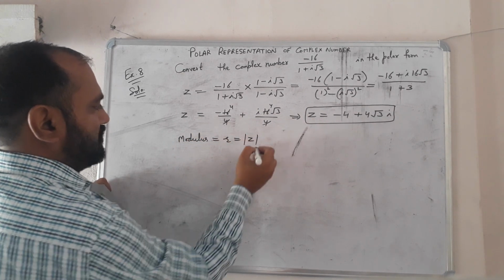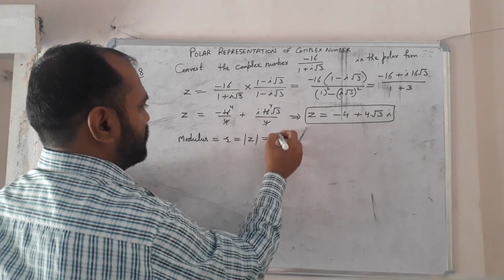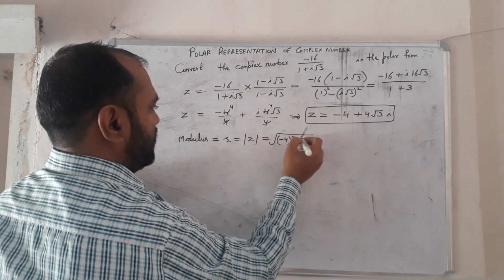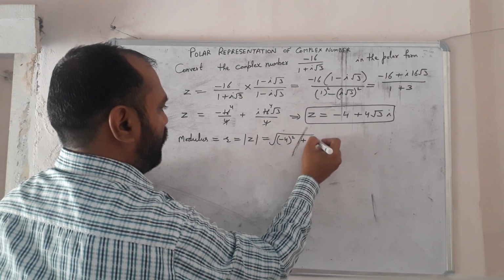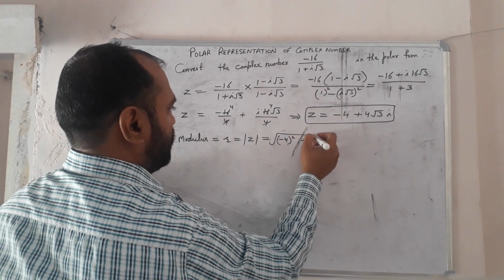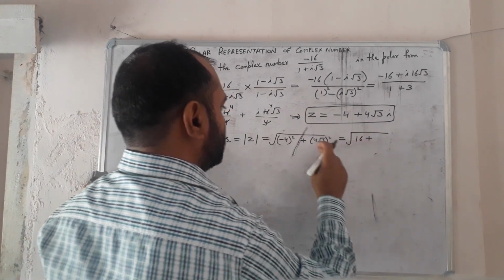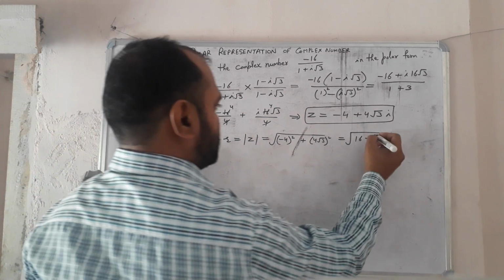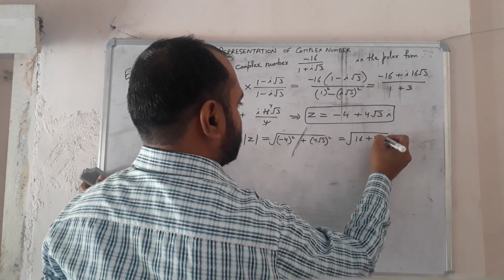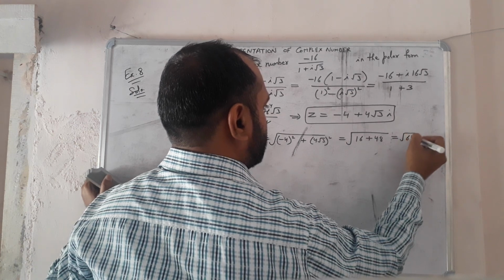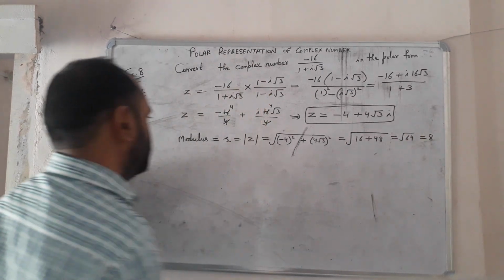r means modulus of z, means square root of a square plus b square, that is minus 4 square plus 4 root 3 square. So this becomes 16 plus 16 times 3, that is 48. So this is 64. So its answer is 8.